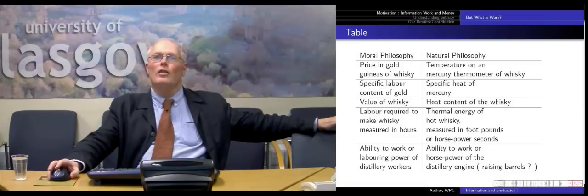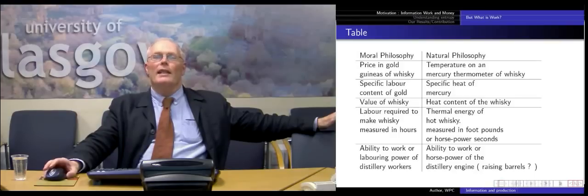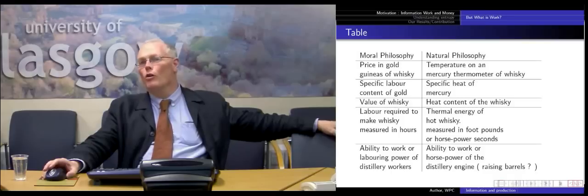Now, according to Smith, that value derives from labour, which is measured in hours. But from the standpoint of physics or natural philosophy, the heat content of the whiskey is also measured in foot-pounds or horsepower seconds. Now, when we say labour measured in hours, that is actually man-hours. And this, in Watt's terms, was horse-hours.